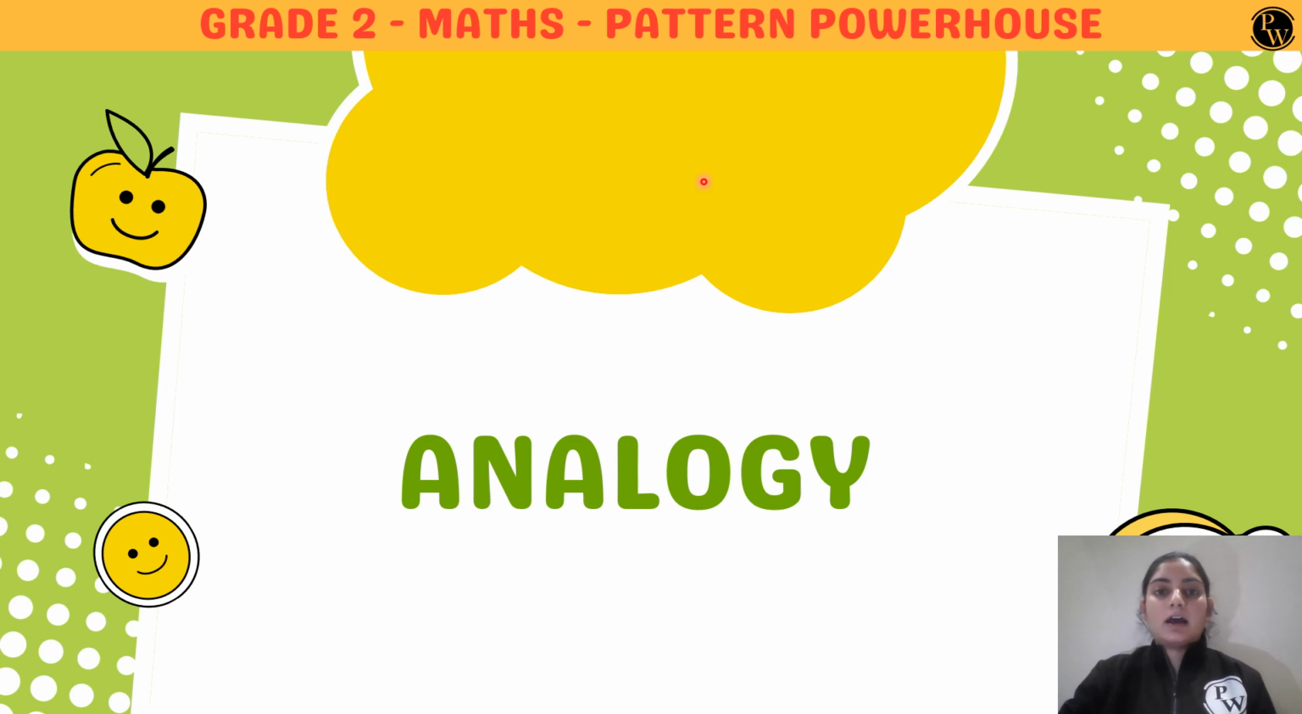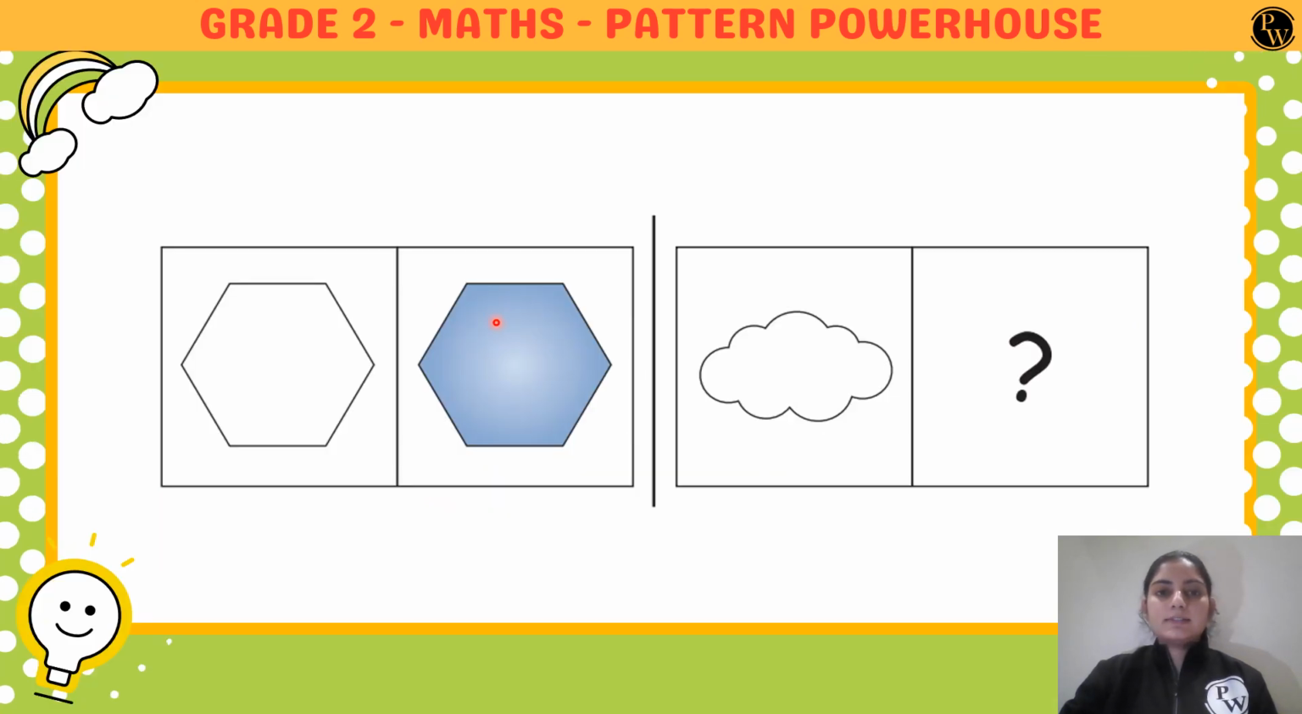Analogies in patterns are similar things found in different patterns to understand how they connect, right? So, let's understand this with an example. In the given first set of images, the first shape is uncolored and the second one is colored. So the same pattern will be followed in the second set of the images. So if we have the first image as uncolored, then we will have the second image as colored. That is like this.